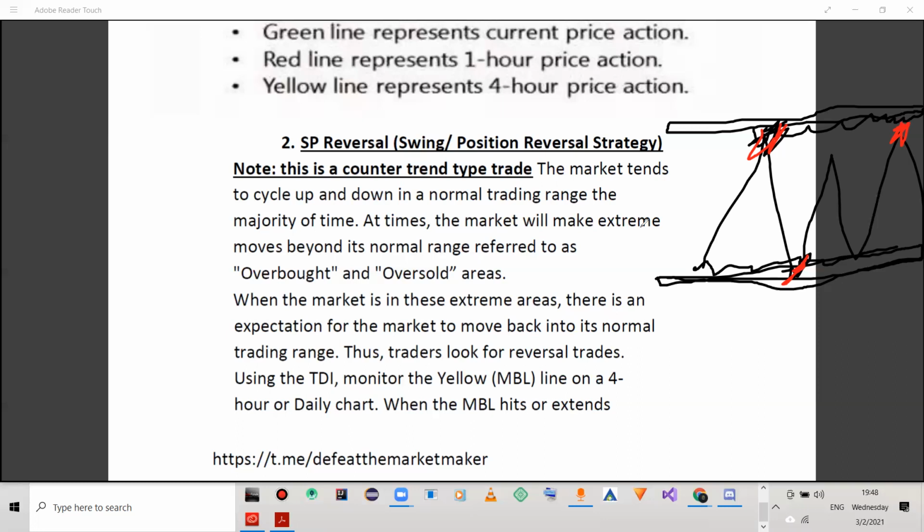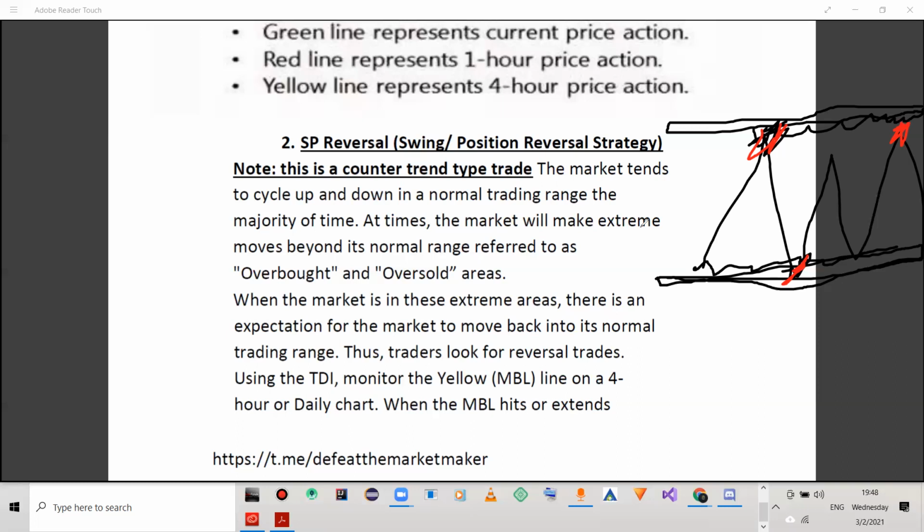So after we look into spot and we identify a potential reversal trade, we then confirm it with the TDI, with this strategy that I'm talking about right now. So you need to watch this video up to the end for these notes that I'm going to give you that's going to help you kill the markets.